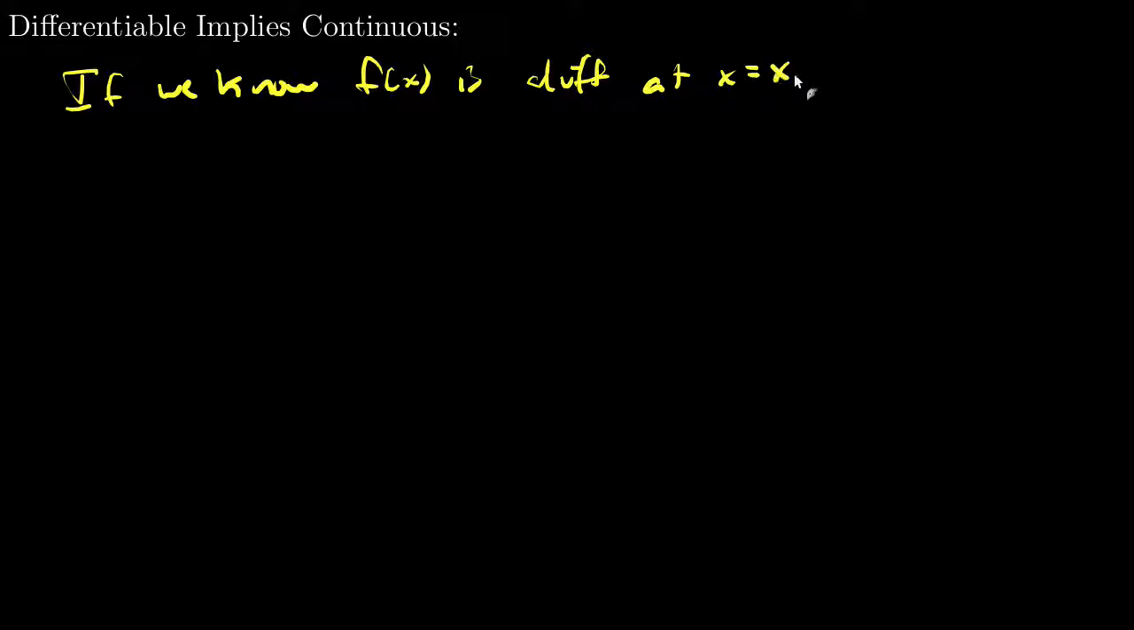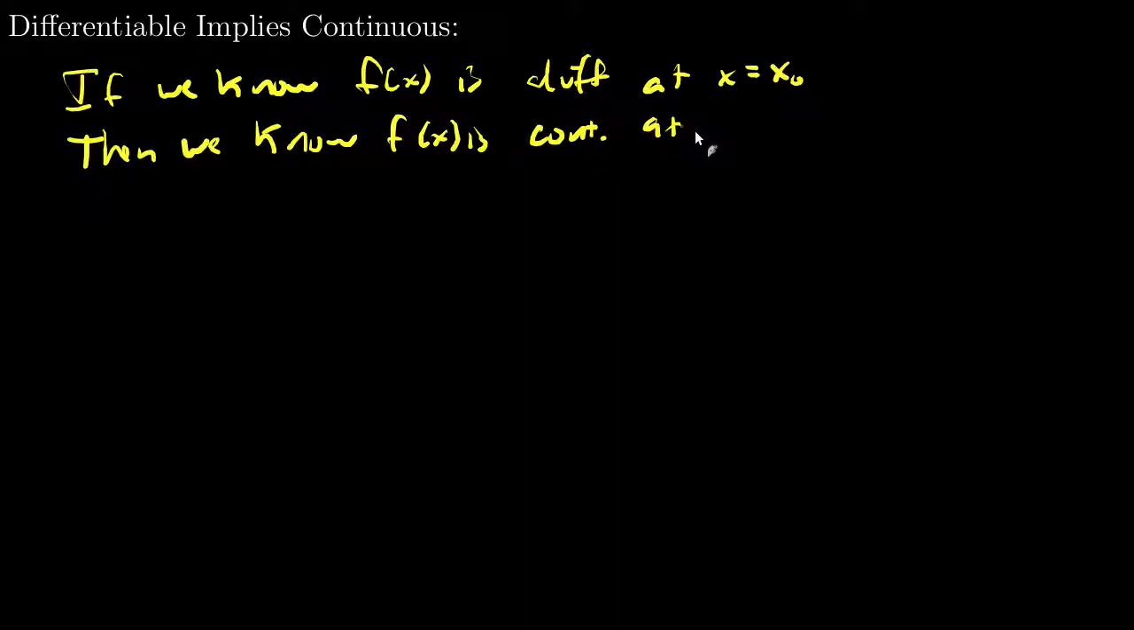So, something to talk about here. Differentiable implies continuous. It's worth knowing this. So, if we know f of x is differentiable at x equals x naught, or over an interval or anything, then we know f of x is continuous there as well. And the simple reason for that is, if f of x were not continuous there, it couldn't be differentiable because you couldn't have the tangent line.